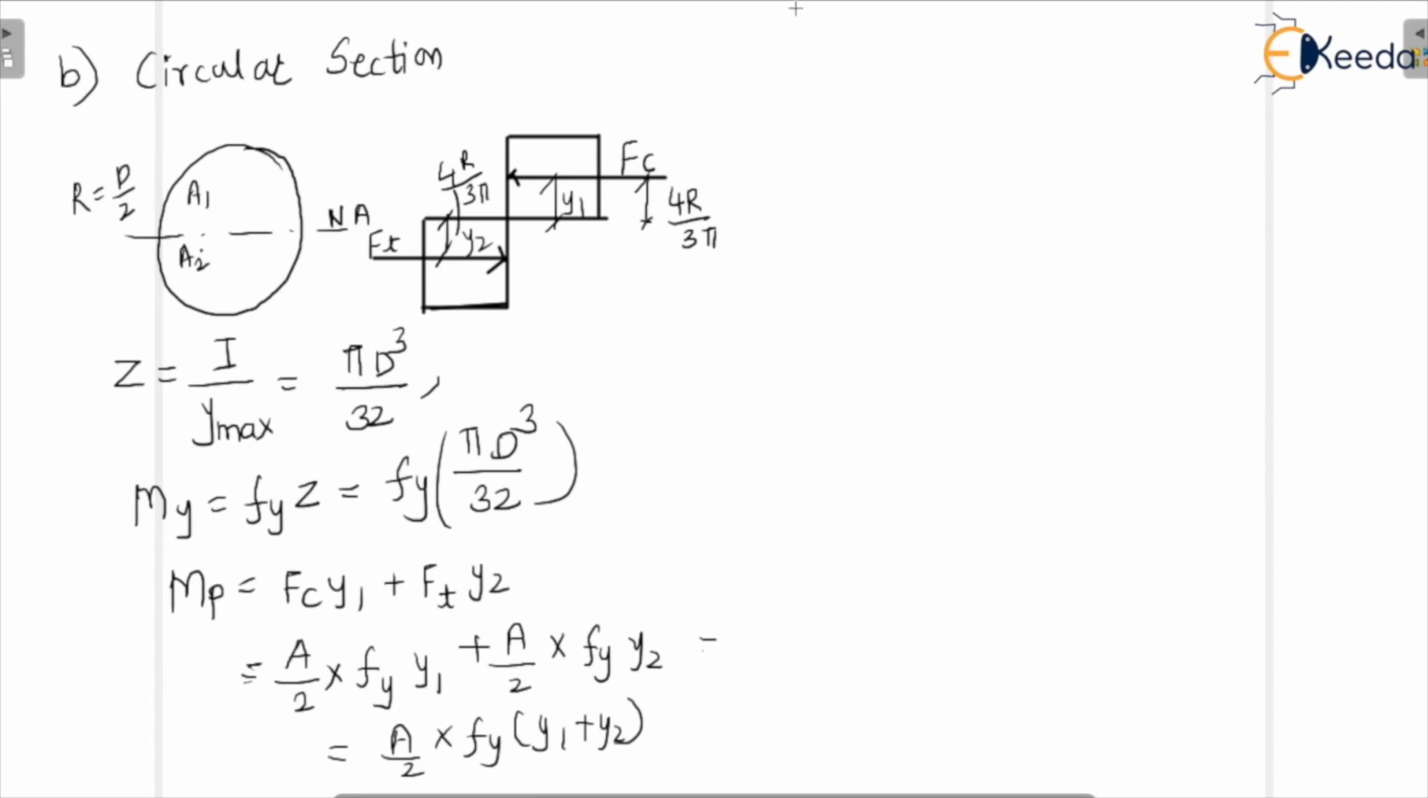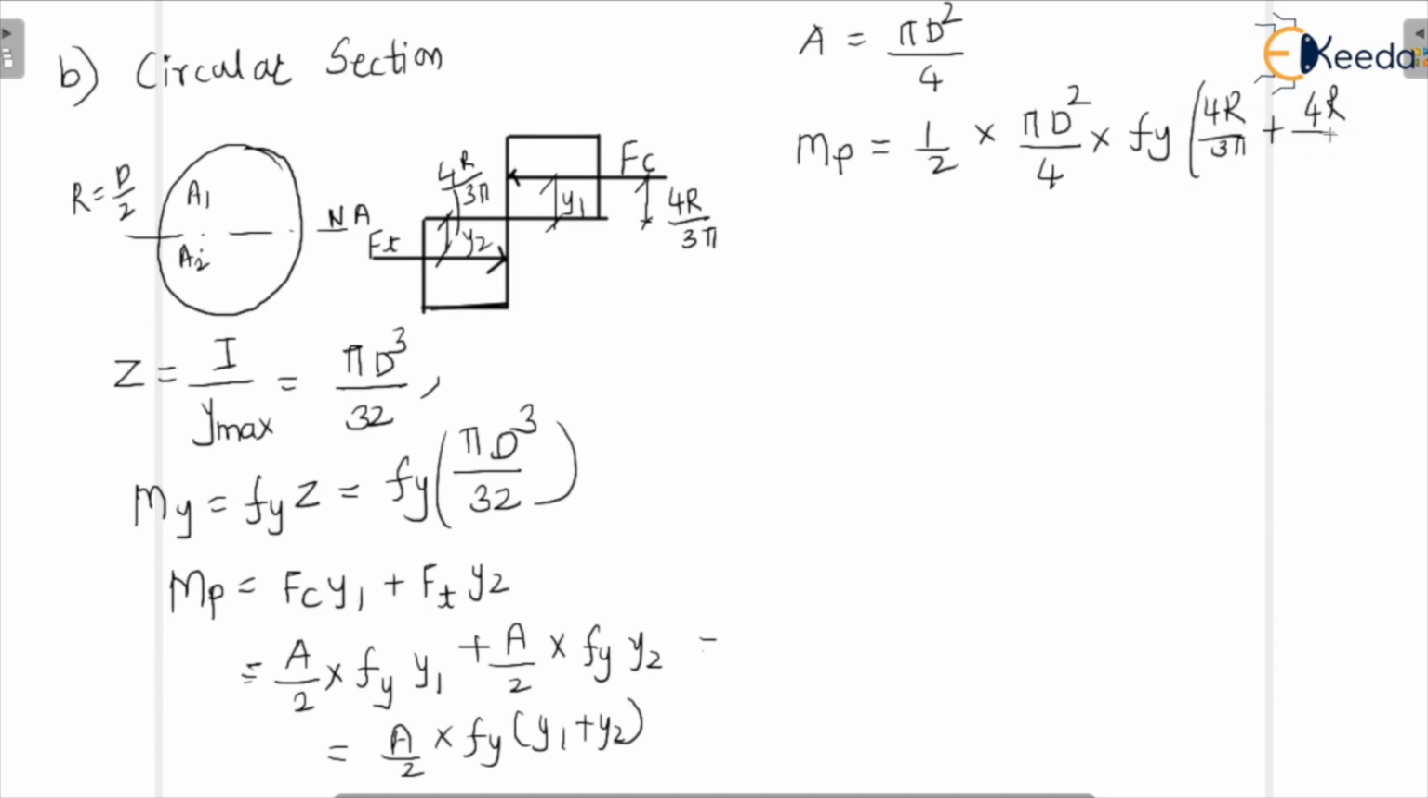Now what is A? Area of cross section is pi d square by 4, right? So when you substitute it in this formula, we get half into pi d square by 4 into Fy into (4r by 3 pi plus 4r by 3 pi). When you simplify it, we get the answer as Fy into d cube by 6.